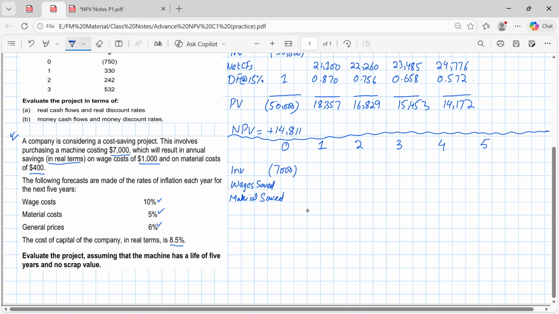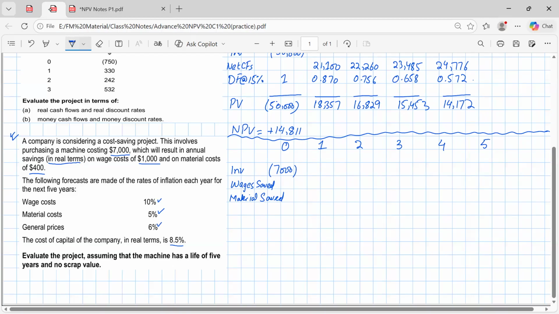First of all, let's say if we use the real method, what would be the cash flows that we would have used? Simple: 1,000 for the wages every year, and 4,000 for the materials, right? And then we could have performed the calculation using 8.5% cost of capital, right, Preeti? Right, sir. But here we don't need to do that. We know how to work it out. So let's do NPV using the nominal method directly.